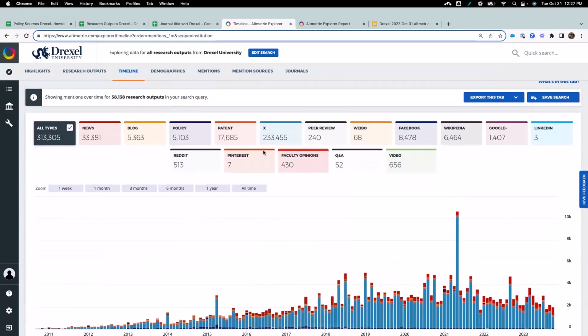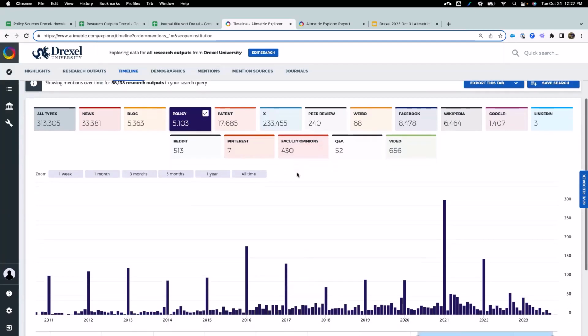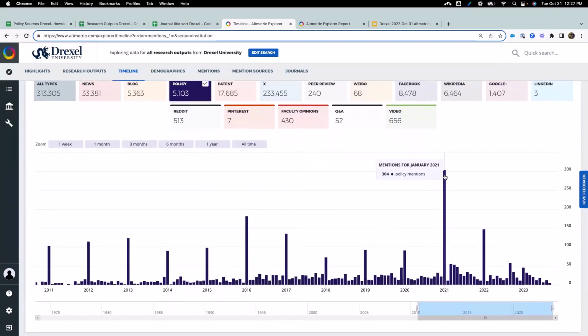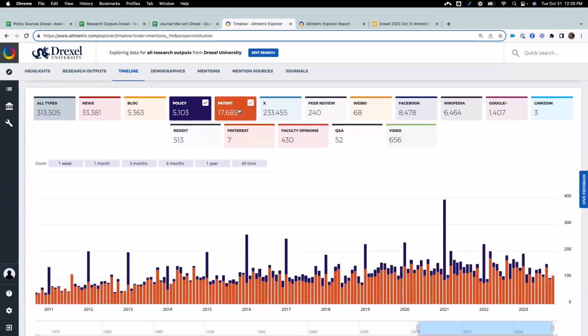And then maybe we only want to see policy. So we can click on the little policy tab here. And then all of these mentions are now just related to policy. And if you want to add policy and perhaps patents, you click the command button on a Mac, I guess it's control on a PC. And now you're seeing on the bottom, you have both the patent mentions in red and the policy mentions in purple.